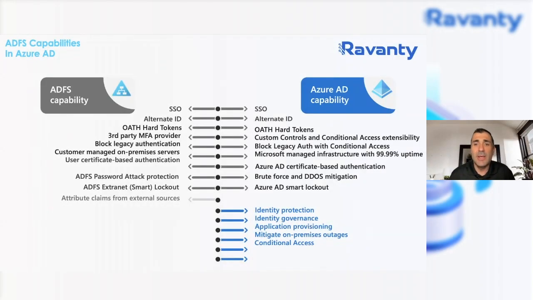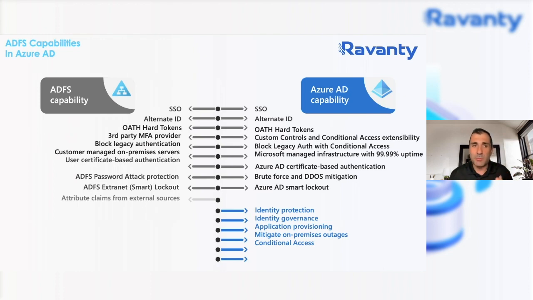So we'll first look at the ADFS capabilities and compare it to what Azure AD has in comparison. As we look side by side between Active Directory Federation Services and Azure AD, you're going to notice feature parity between the two environments. Both of them have different capabilities. They both have SSO capabilities. They both have different protection capabilities. They have alternate ID capabilities. They both have the ability to do certificate-based authentication.